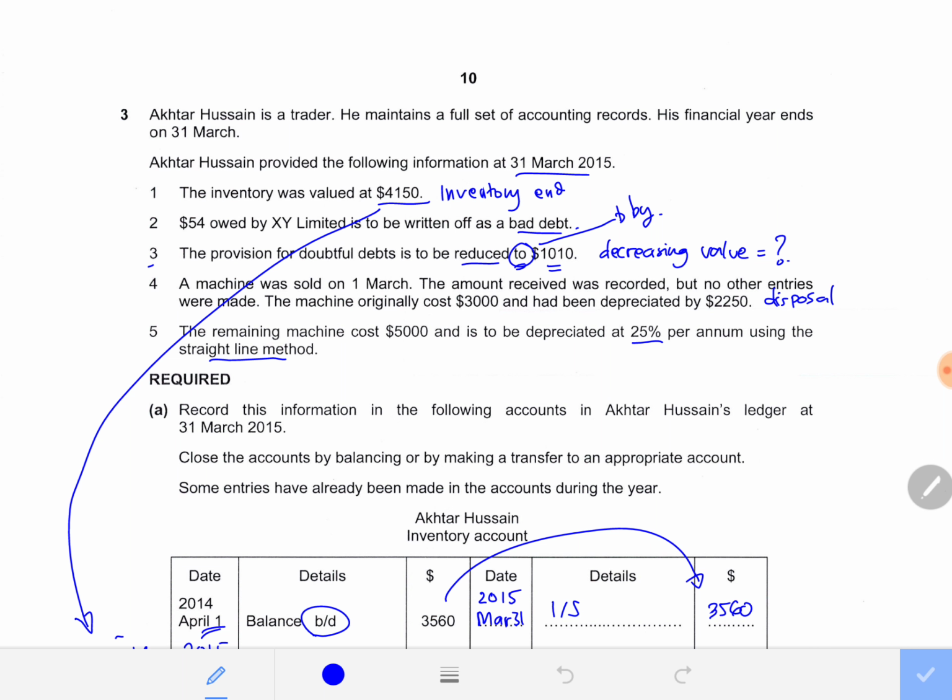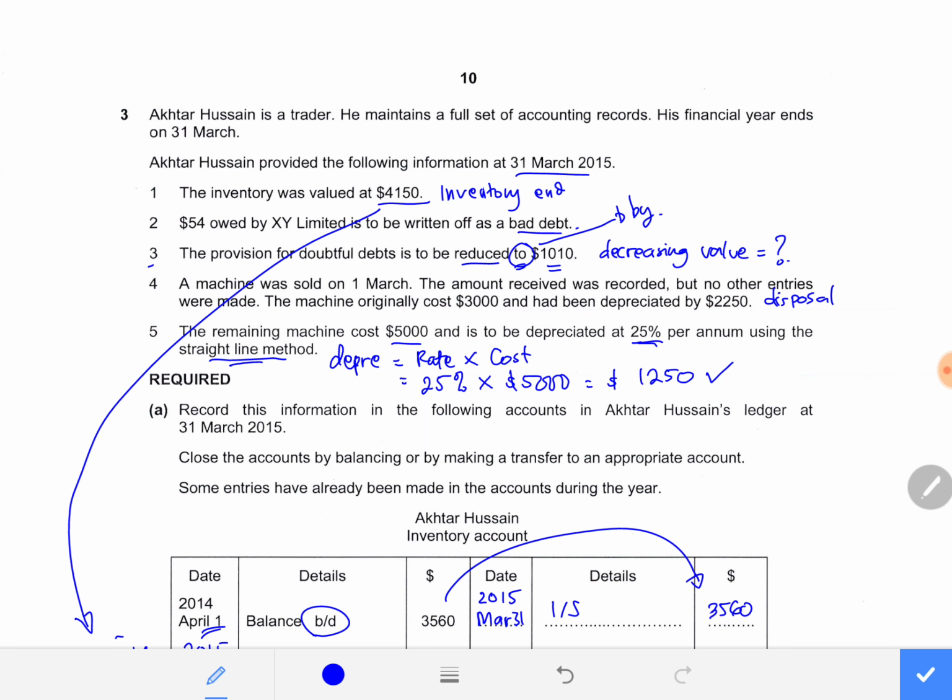You have depreciation information. It said that the cost is 5,000 at 25% using straight line method. If it is using straight line method, the formula would be rate times cost. Your rate is 25% and the cost is 5,000. It equals 1,250. So this is your depreciation.